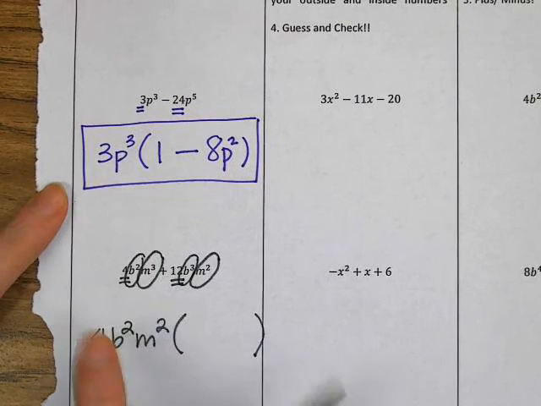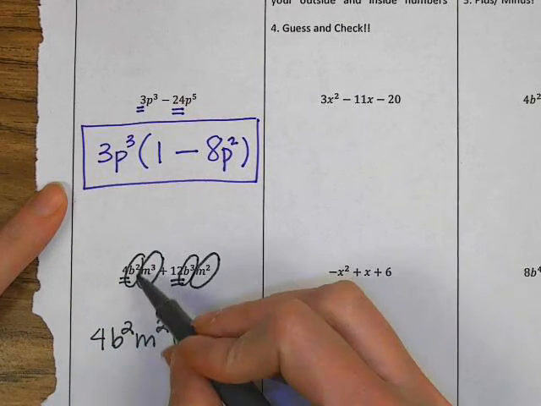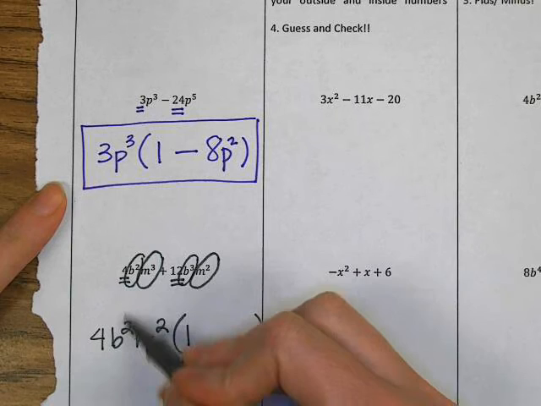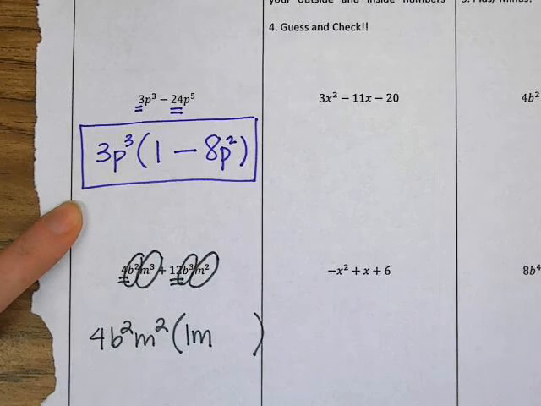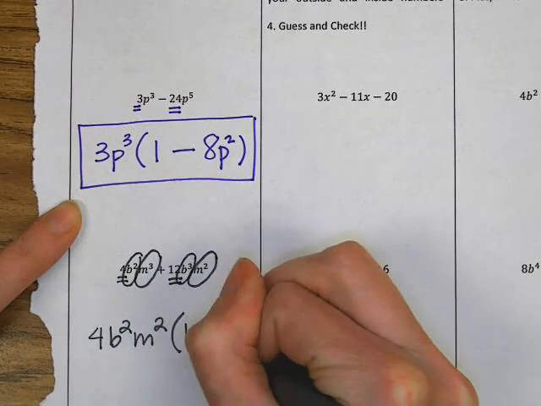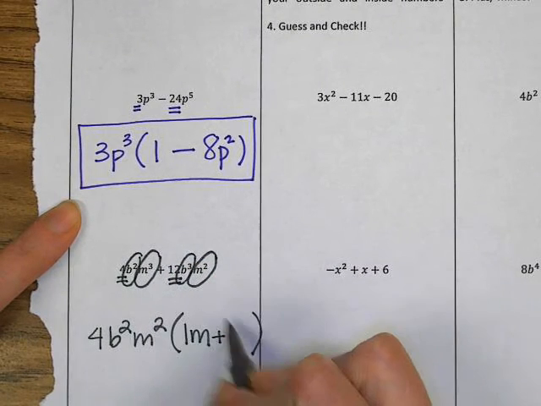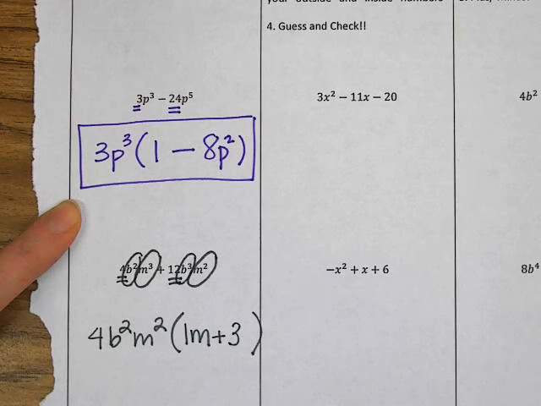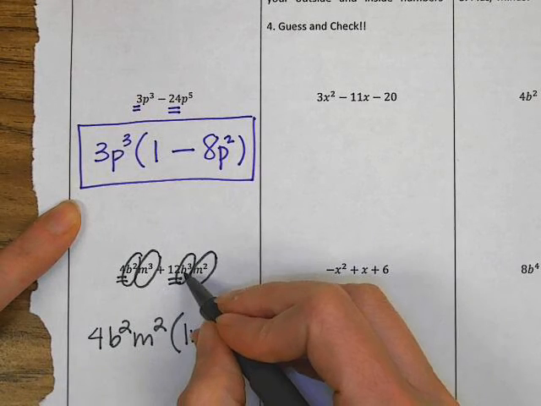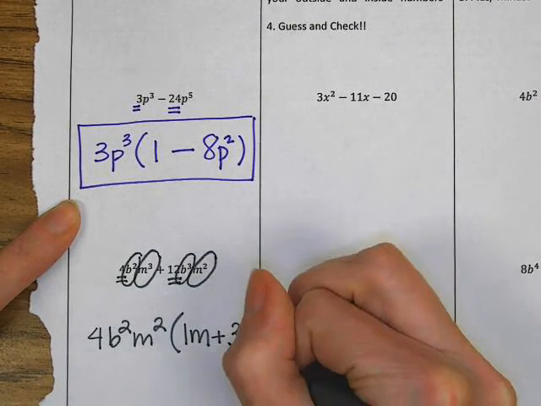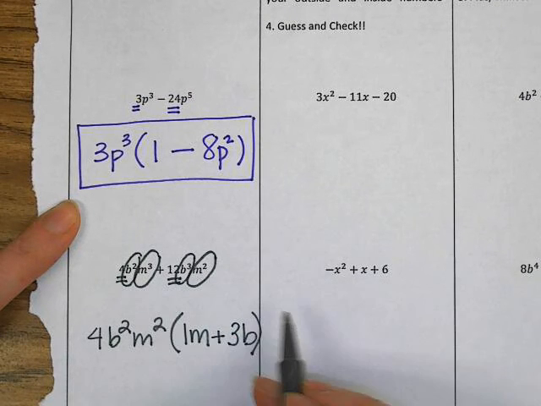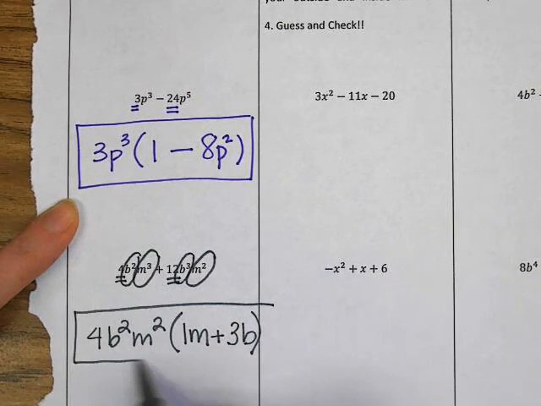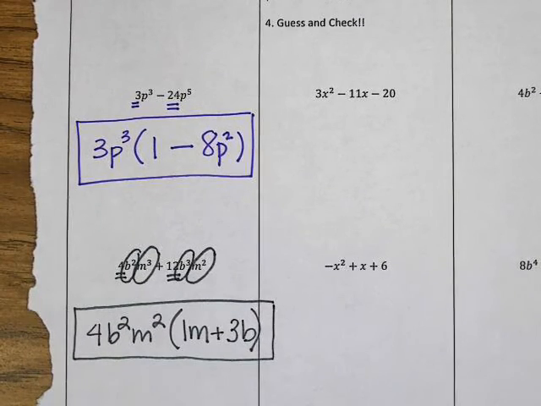So 4 divided by 4 is 1. 2 minus 2 means no b's left. 3 minus 2 means 1 m left. And then plus 12 divided by 4 is 3. For the b's, 3 minus 2 is 1 left. And for the m's, 2 minus 2 is 0, so no m's left. So that is factored by the GCF.